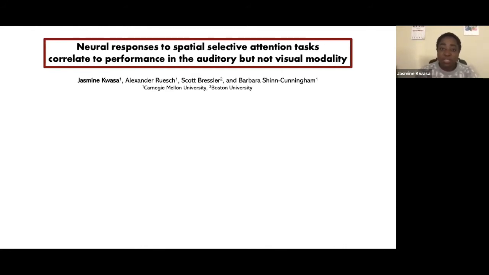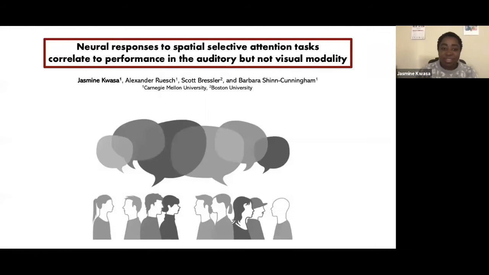I work in the lab in multisensory neuroscience with Dr. Barb Shinn-Cunningham. Spatial selective attention is our ability to parse out and maintain attention on a single sound source based on a spatial location.